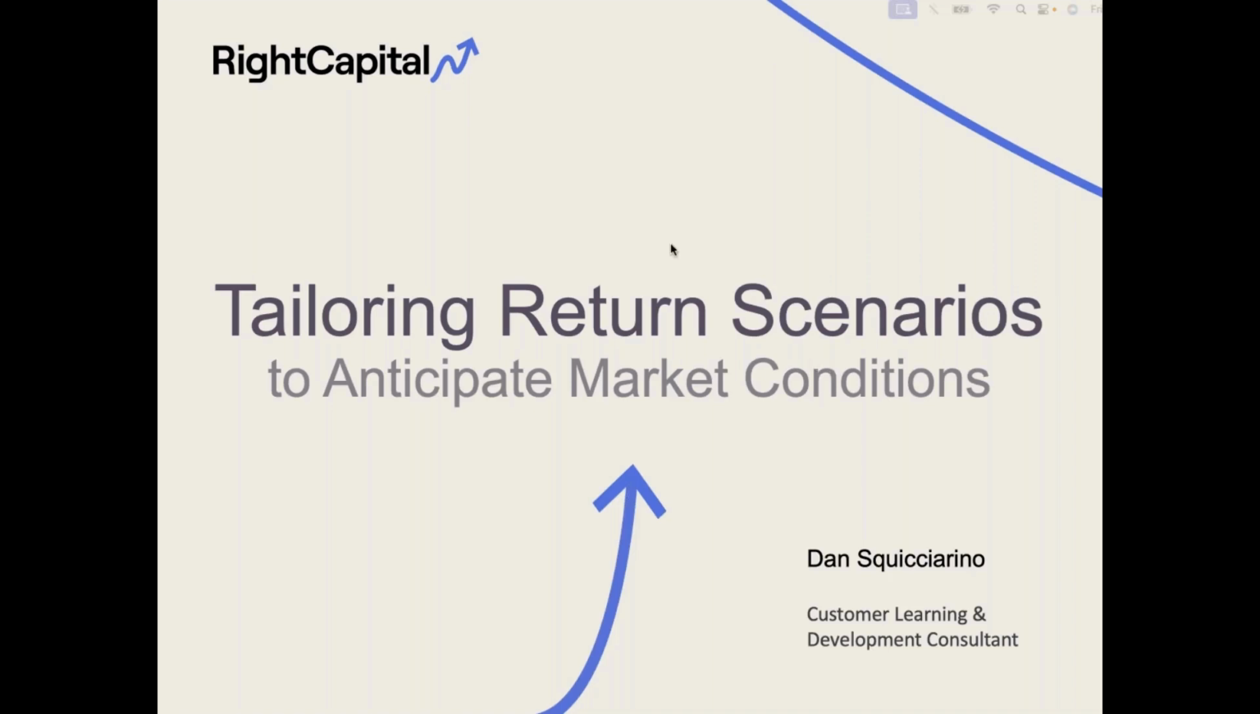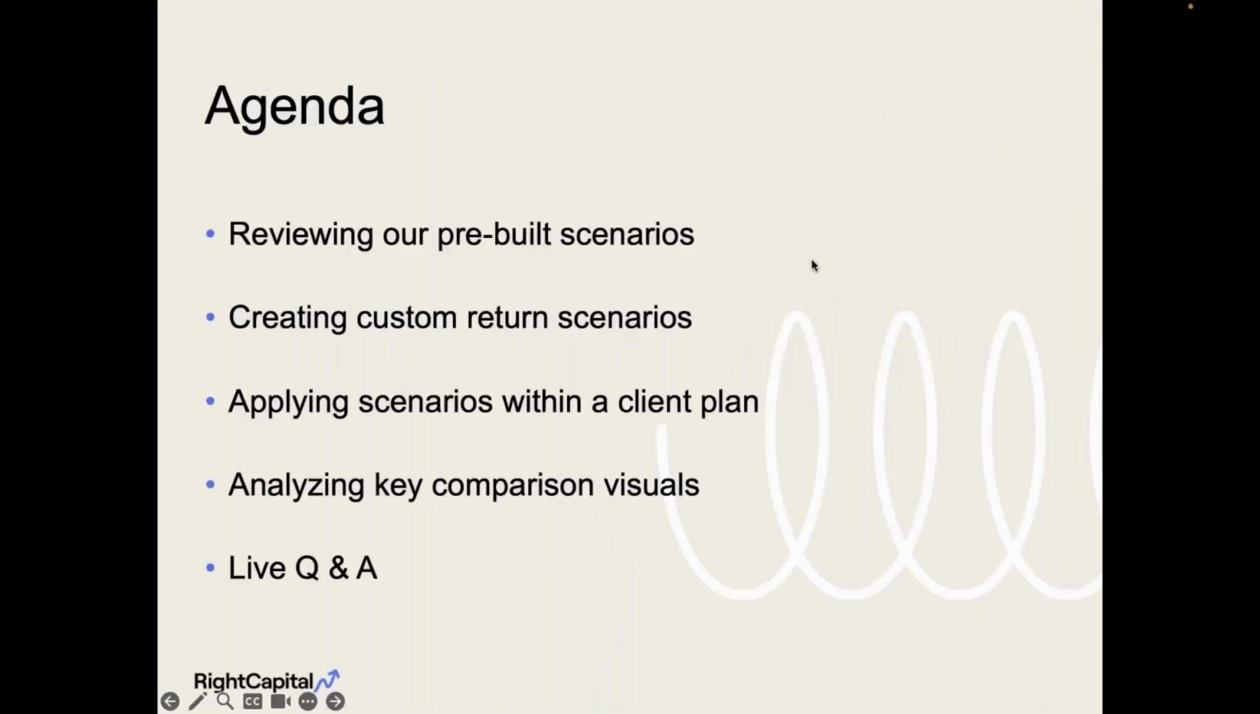On the agenda for today, we're going to start with a quick refresher on return scenarios in RightCapital. So we're going to take a look at what they are, where you can find them, and we're also going to review the default scenarios that are pre-built into every RightCapital account. We're then going to take a look at creating custom return scenarios. So I'll show you how you can manually build those out in the advisor portal, and we'll build out a few custom scenarios together and go over some best practices there.